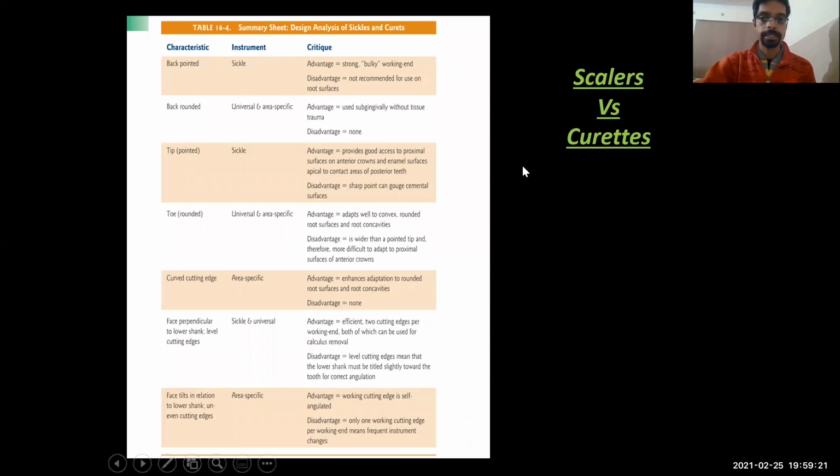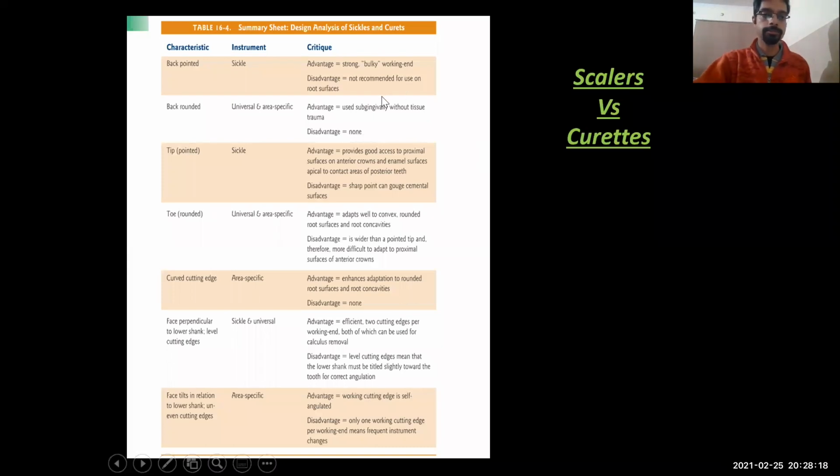Now, coming on to the table, these are the differences in the design characteristics, or we can say the design analysis, of both the sickles and the curettes. The sickle has a back that is pointed, and the curettes have a rounded back. Sickle scaler has a pointed tip, universal and area-specific curettes have a rounded tip. Universal and area-specific curettes have curved cutting edges. The face is perpendicular to the lower shank in the sickle and the universal, and the face is tilted at an offset angle in area-specific curettes.